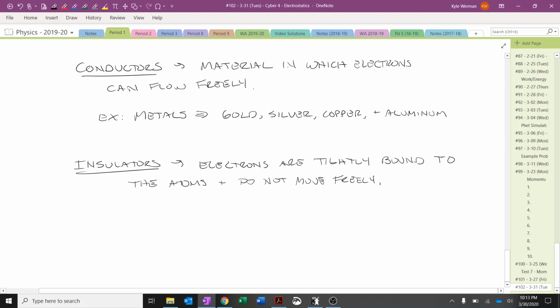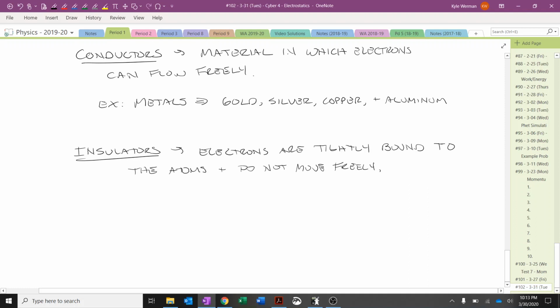So a lot of the materials in that video that were holding the charge would be considered insulators. If you look at that video, you saw rubber, you saw plastic. Those are really good insulators, rubber being the insulation on electrical wires. You saw glass. You even at times will see wood as an insulator.